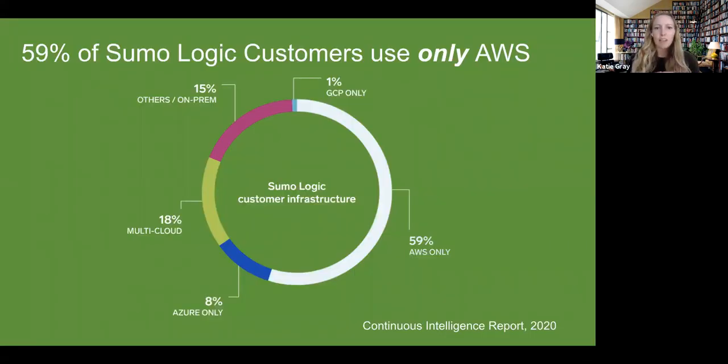So jumping into our AWS solution, I always think it's nice to start with some fun stats. We published our continuous intelligence report for 2020 maybe a month ago. And this is our latest data on what our customers are actually using as far as cloud or on-prem. And we have almost 60% of our customers using AWS only, a huge portion, 18% in multi-cloud, of course, some on-prem as well, some Azure, some GCP, but really that huge portion in AWS. So of course, it's really important to us to have a dedicated solution for AWS environments.